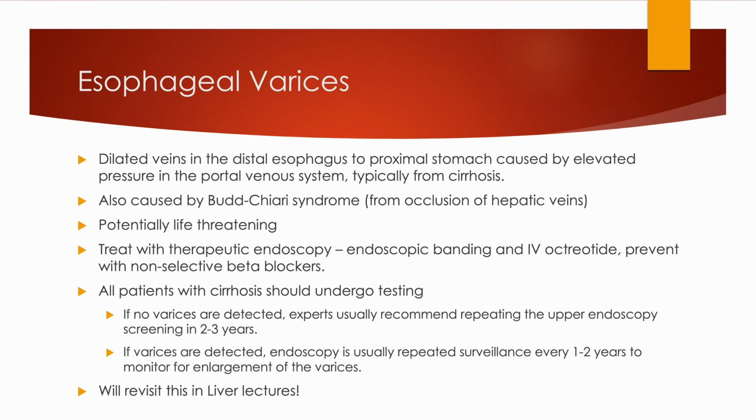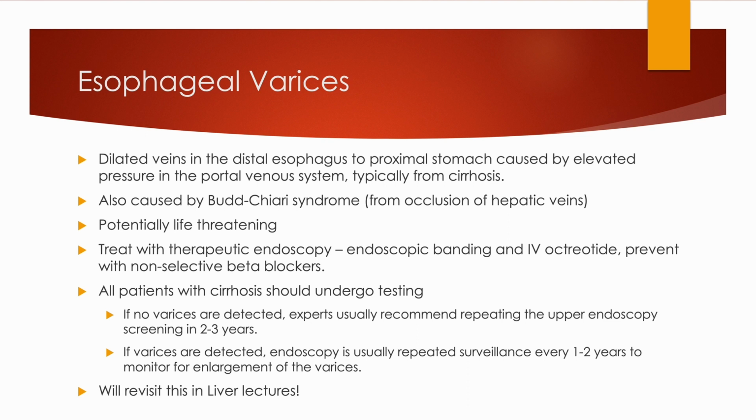portal venous system. And the most common cause of portal hypertension and increased pressure in the portal venous system is from cirrhosis. Okay? There's also other things like Budd-Chiari and other things that can cause it, but by far cirrhosis is going to be your number one cause. This can be very much life-threatening. Esophageal varices, you can bleed out very rapidly.